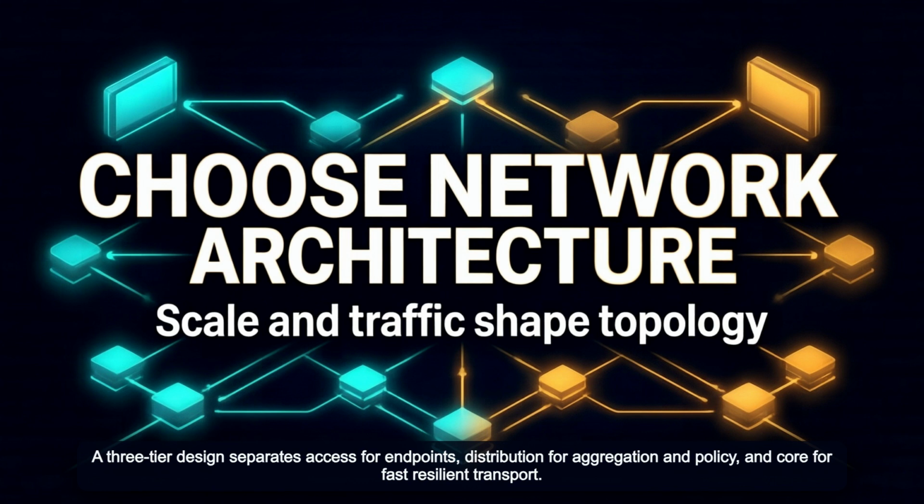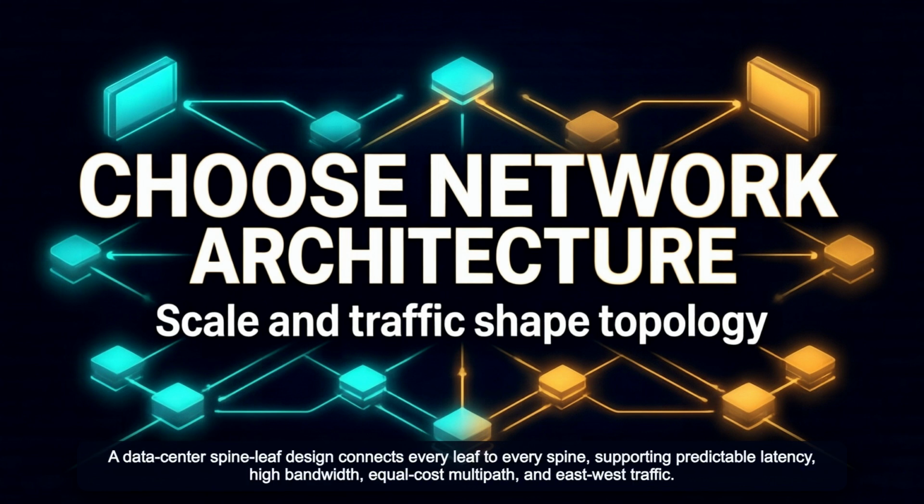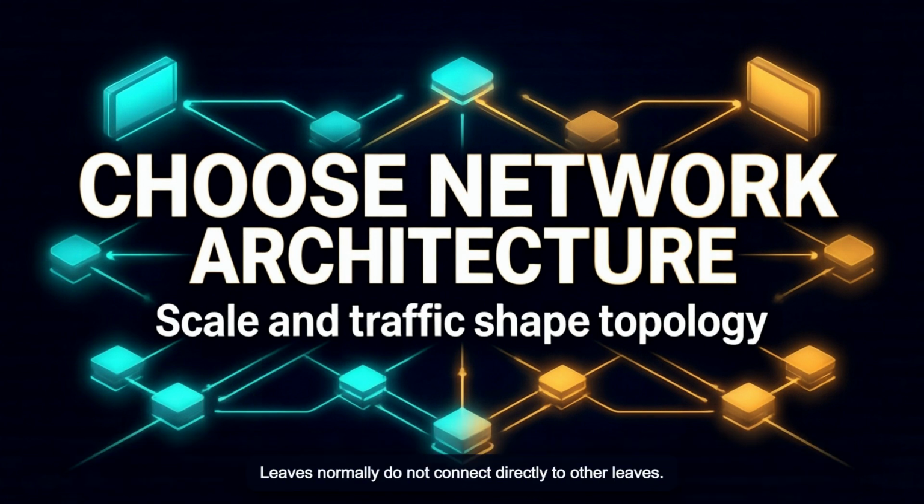A three-tier design separates access for endpoints, distribution for aggregation and policy, and core for fast, resilient transport. A data center spine-leaf design connects every leaf to every spine, supporting predictable latency, high bandwidth, equal-cost multipath, and east-west traffic. Leaves normally do not connect directly to other leaves.